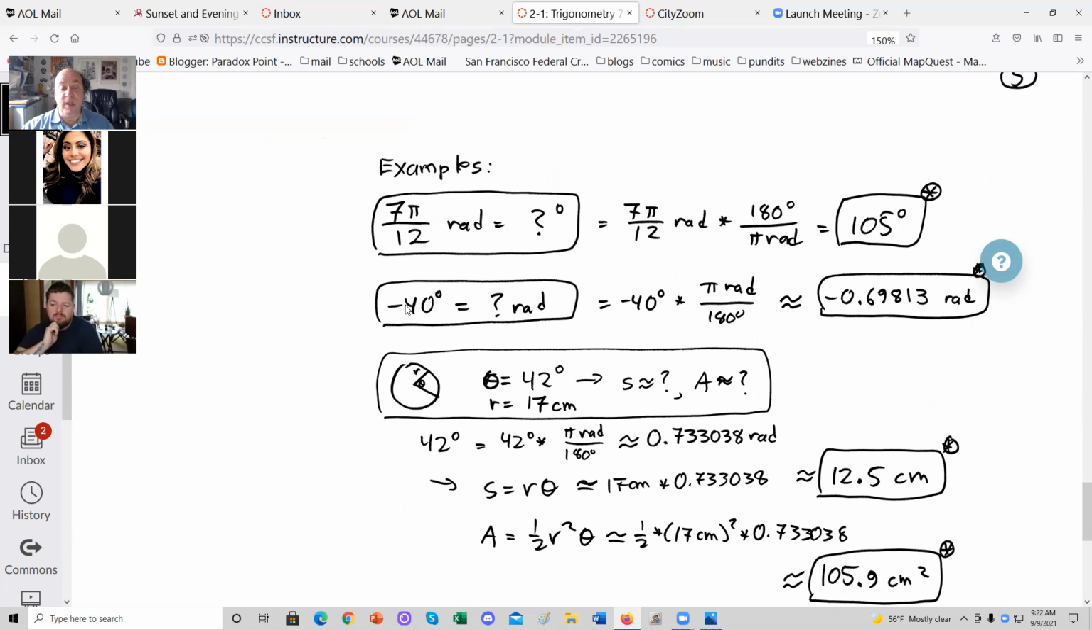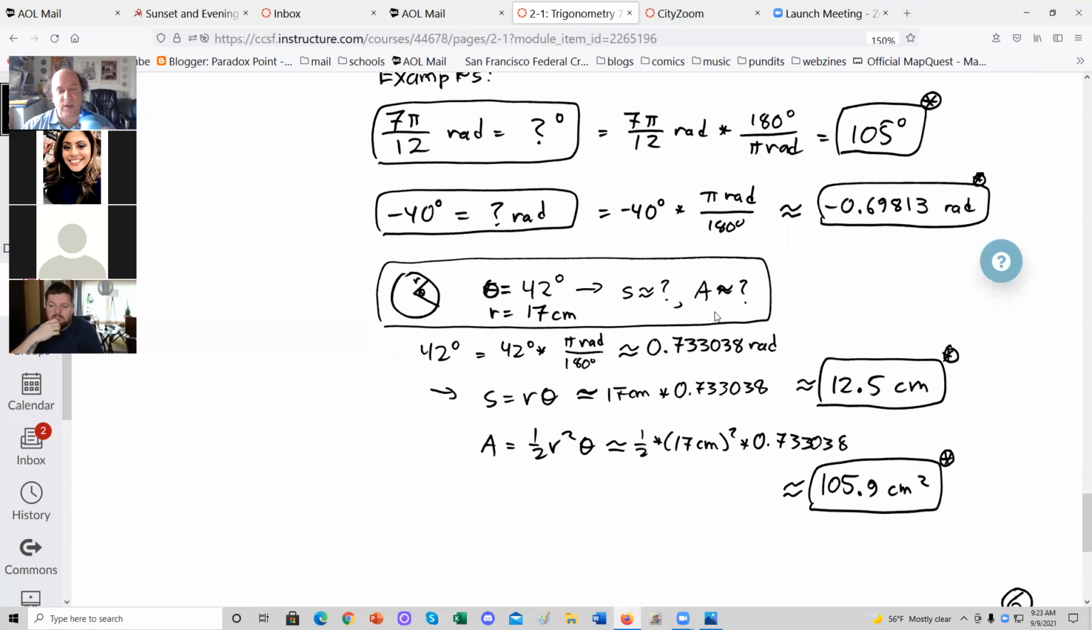Negative 40 degrees. Negative, watch out, that's a clockwise turn. Negative 40 degrees equals how many radians? Well, we have degrees here, so we want to multiply by radians per degree to convert, so we can cancel out the degrees. So it's negative 40 degrees times pi radians per 180 degrees. Cancel the degrees, some arithmetic, about negative 0.69813 radians.